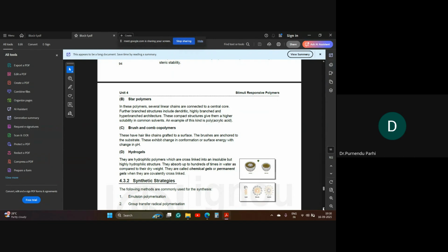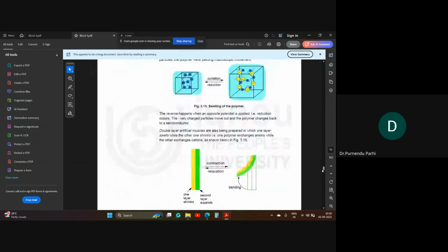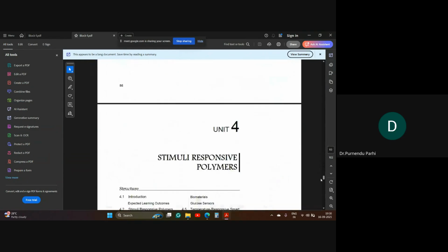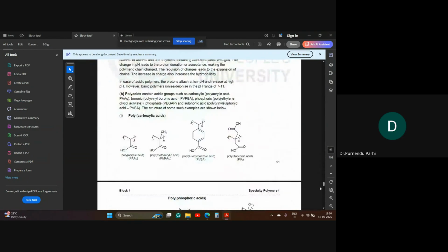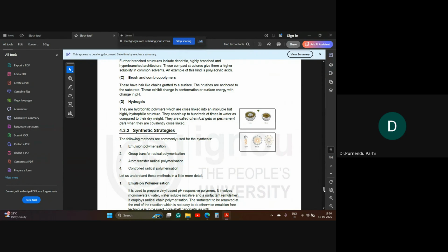So synthetic strategies. These stimuli responsive polymers can be synthesized using different kinds of strategies like emulsion polymerization, group transfer polymerization, atom transfer radical polymerization, and controlled radical polymerization. So these are the methods for synthesis of these stimuli responsive polymers.